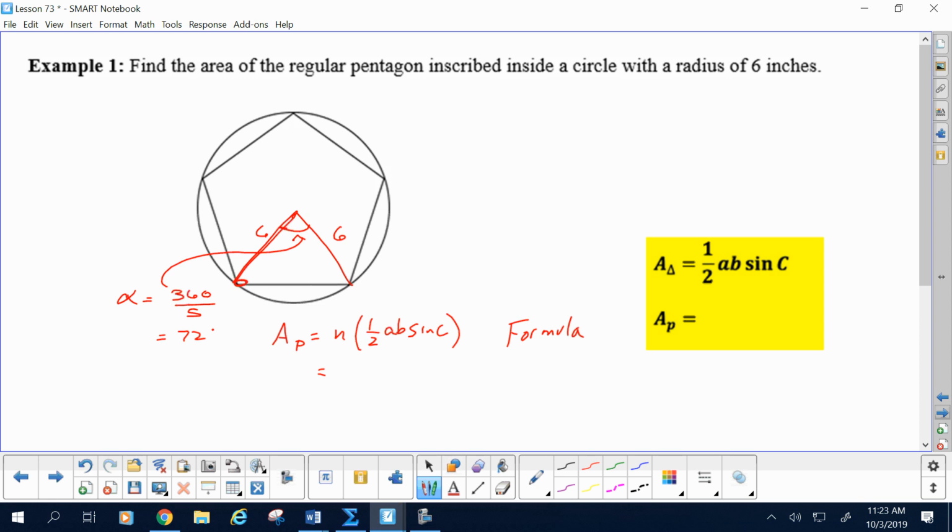Okay, so n in this case is? 5. A and B in this case are? 6 and 6. They should be the same, and the angle we decided was 72 degrees. Slap that in your calculator, check that units aren't being messed with, and call it good.